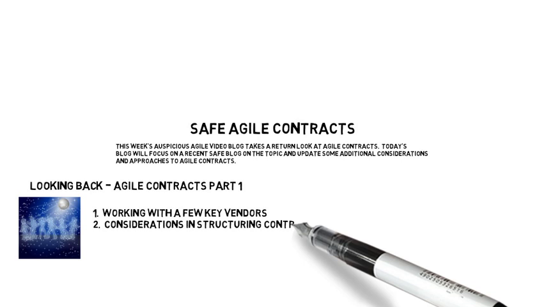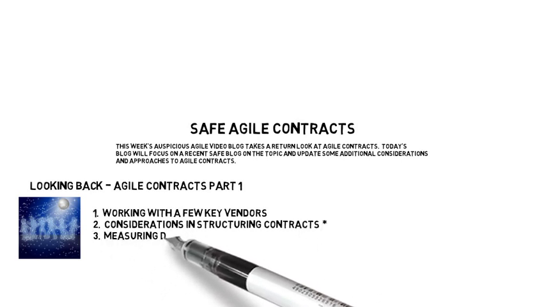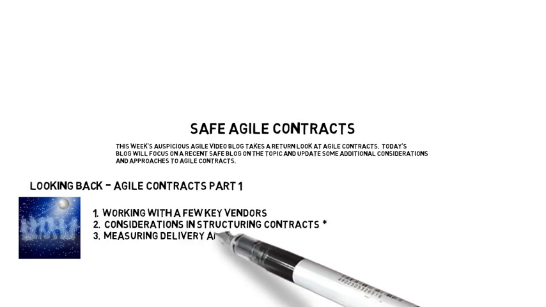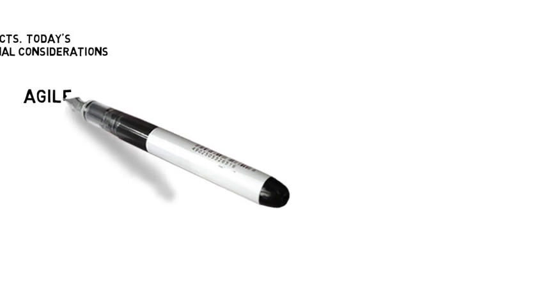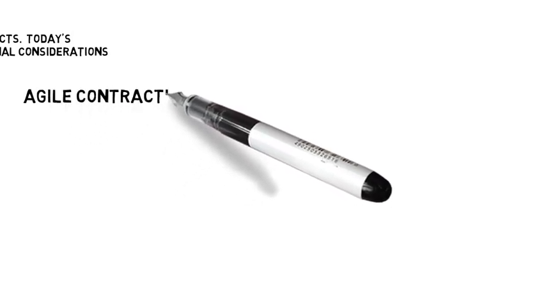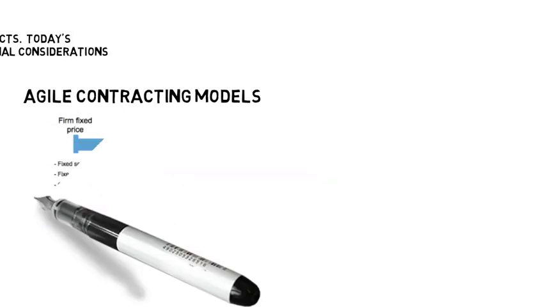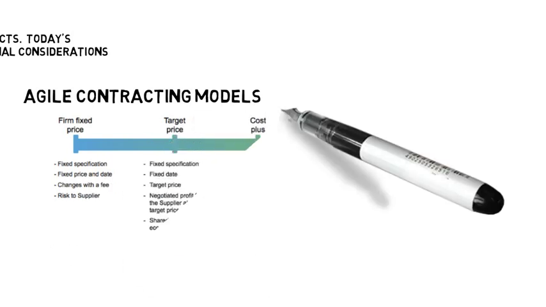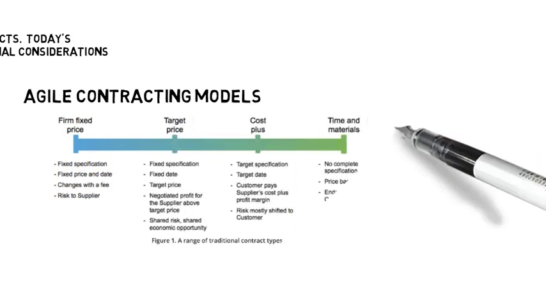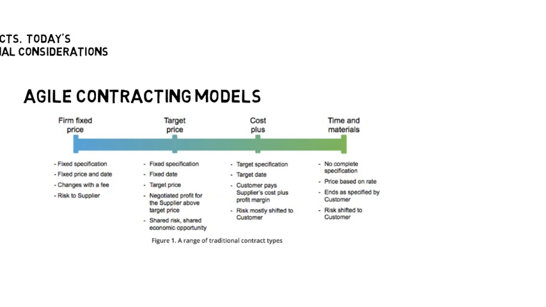Considerations in structuring the contracts, which we are going to take a look at again today, and also measuring the delivery and return on investment. So looking at delivery milestones and that type of thing as well, we're going to look at here in today's Auspicious Agile video. So first, let's take a general look at some different approaches to doing agile contracts and different models. This is a diagram from the Scaled Agile Framework blog post. I'm going to be using a few of these for commentary as we go through today's Auspicious Agile.